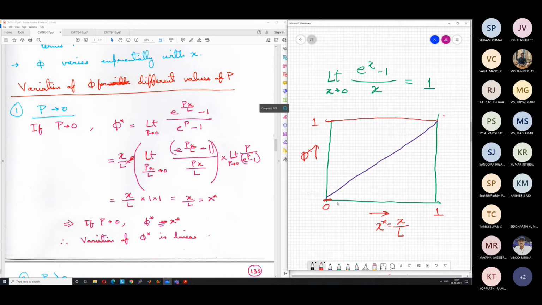So at Peclet number equal to 0, what does it mean? Physically, what does it signify? It means that there is no flow. It is only a diffusion based problem. So when there is only diffusion, when there is no flow, the variation occurs in a linear fashion. And that is what we expect.